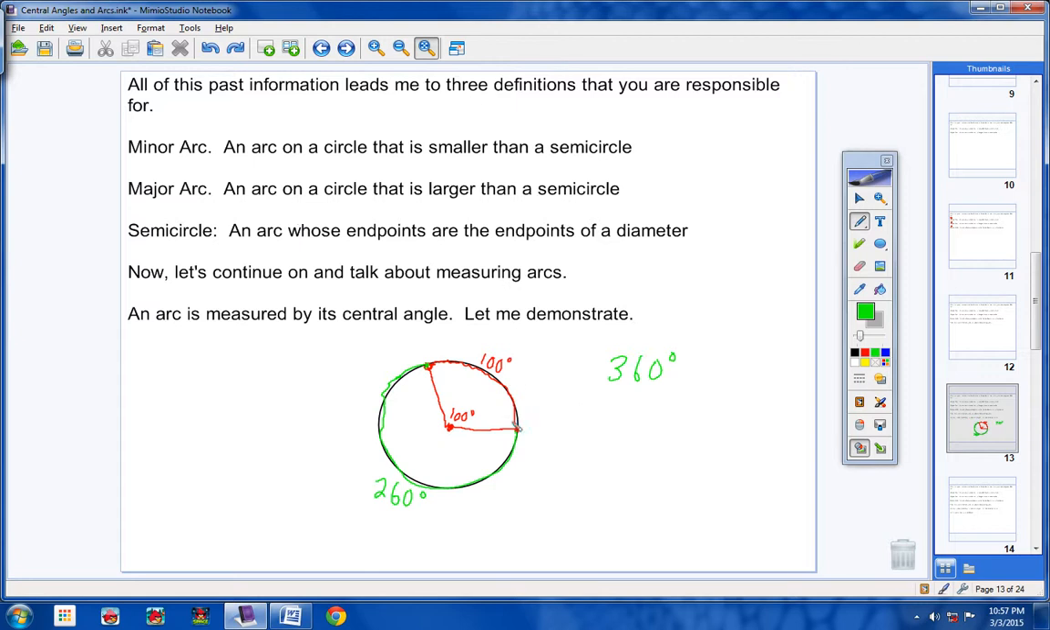Now, having said that, let's continue on. So an arc is always measured by its central angle, okay? So all you have to do is know what the central angle is, and you'll know what the arc is. And by the way, the opposite is also true. If you know this arc here is 100 degrees, then you know the angle is also 100 degrees. Alright, now let's talk about a semicircle. If you have a semicircle, then you know right away you have a straight line. A straight line is always 180. So the arc from here to here would also be 180 degrees.